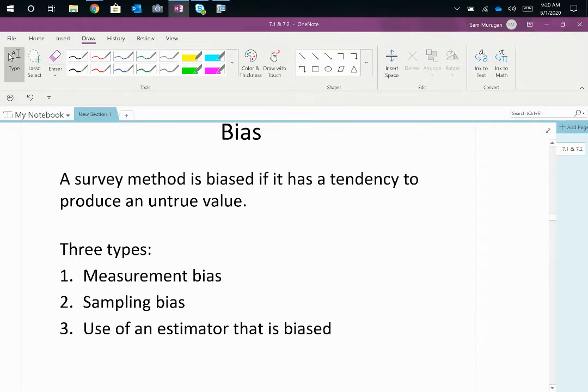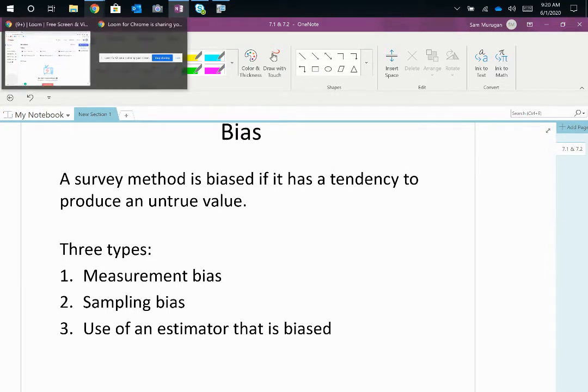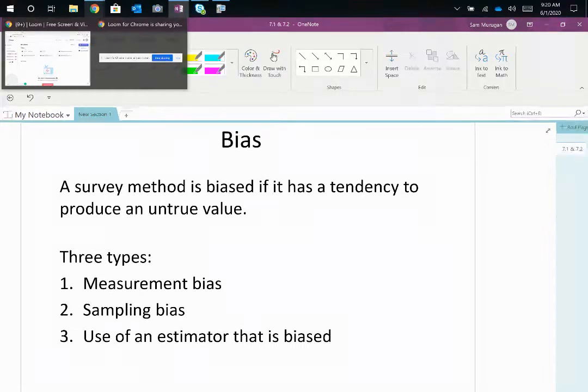Now let's talk about bias and the meaning of bias. A survey method is biased if it has a tendency to produce an untrue value. There are three types of bias: measurement bias, sampling bias, and use of an estimator that is biased.